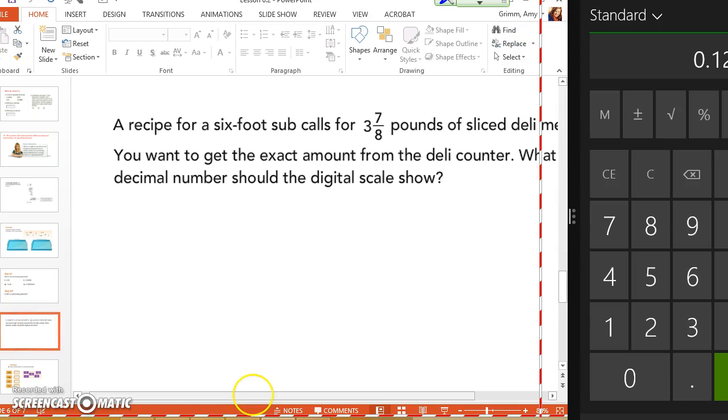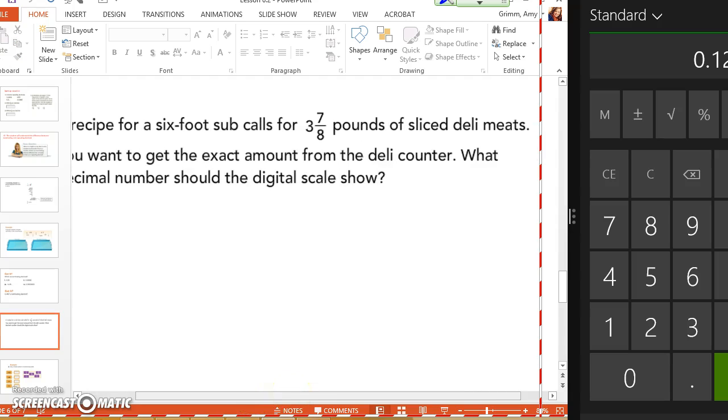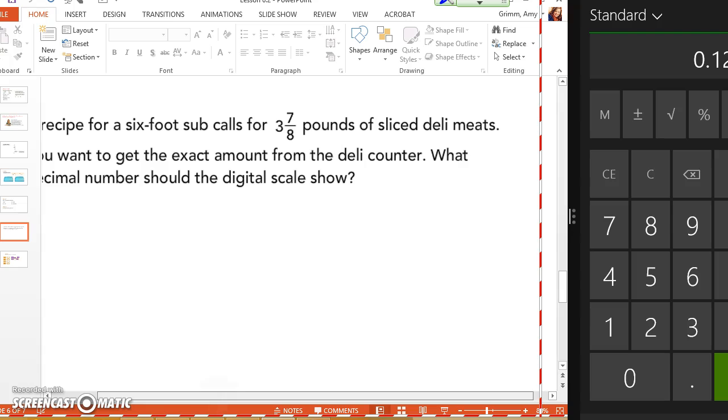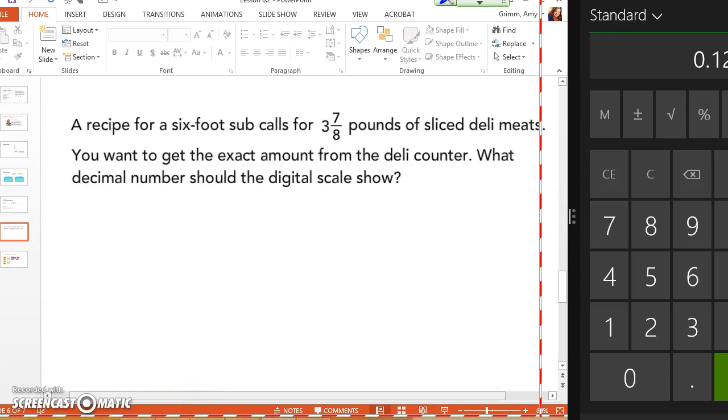Okay, so can you do this if you get a real life problem? A recipe for a 6-foot sub calls for 3 7/8 pounds of sliced deli meats. If you want to get the exact amount from the deli counter, what decimal should the digital scale show? Can you tell me how to do it? So the 3 is a whole number, so 3.0, and then you divide 7 by 8.